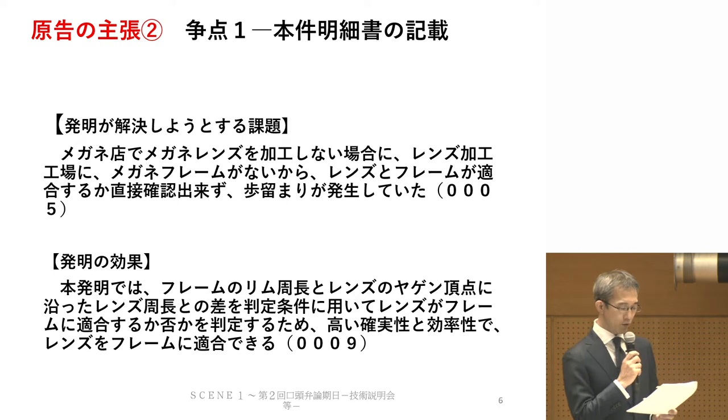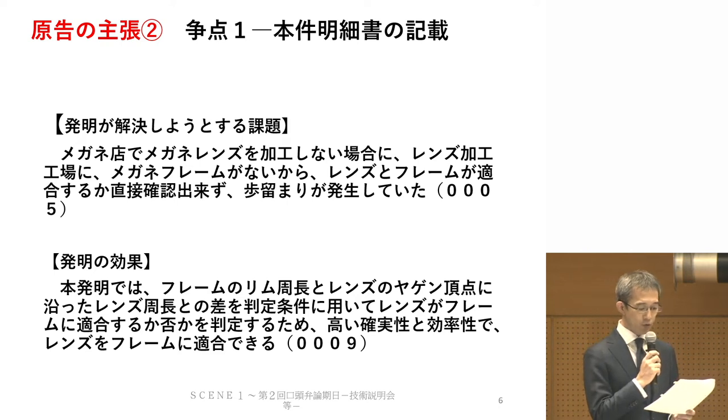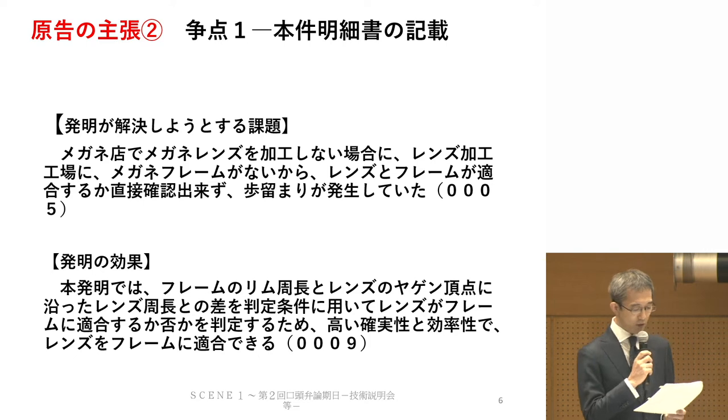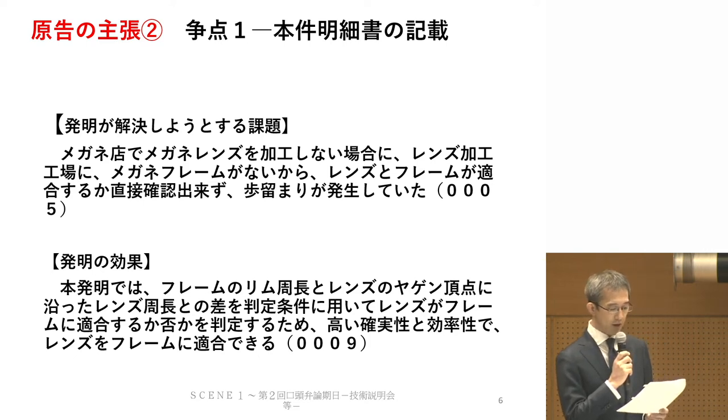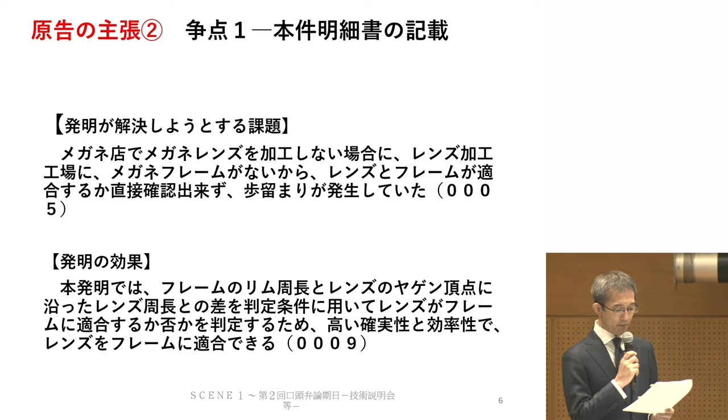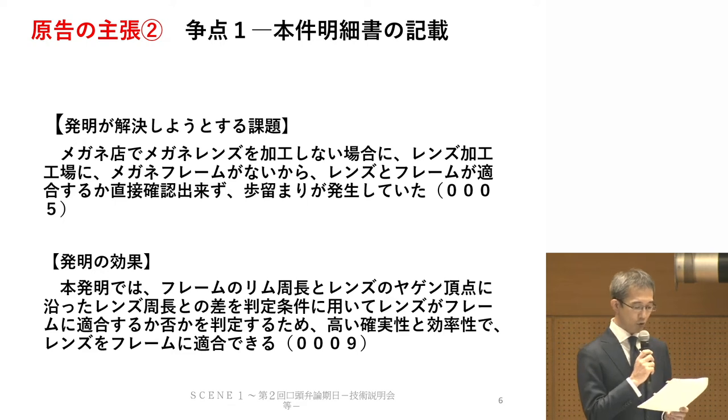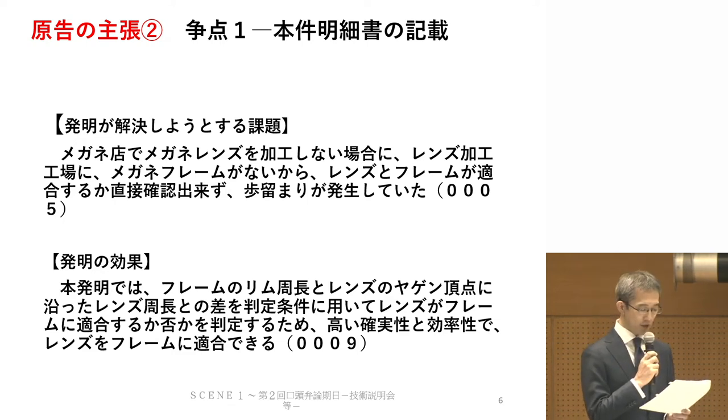Next, the description in the specification will be explained. According to the specification, there has been a problem in which, when the lens processing factory doesn't have the spectacle frame itself, it is unable to confirm at the lens processing factory that the processed lens will be accommodated in the frame, and thus the spectacle lens doesn't fit the spectacle frame.